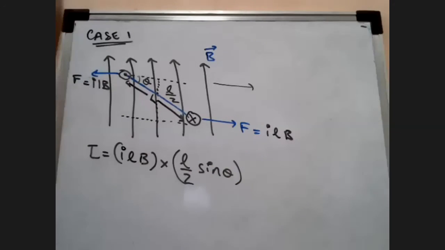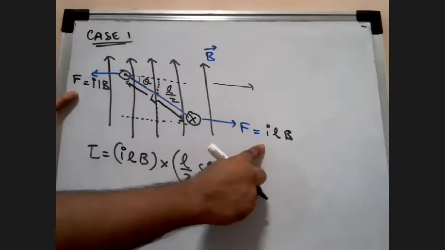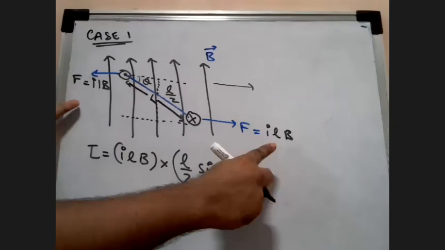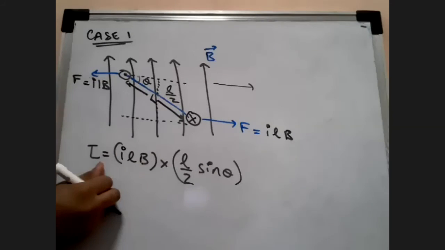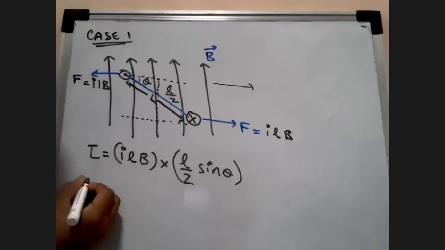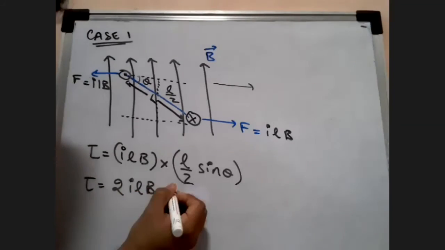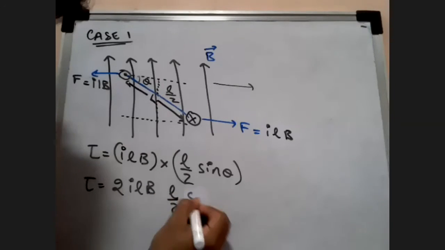But there is a catch here, students. Here we are considering only one force. But how many forces are there on this entire loop? Two forces are there, which are causing the torque. So instead of writing ILB, I will write torque is basically equal to 2 times ILB into L by 2 sin theta.